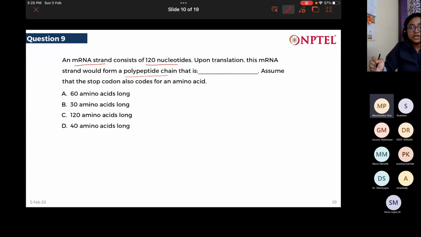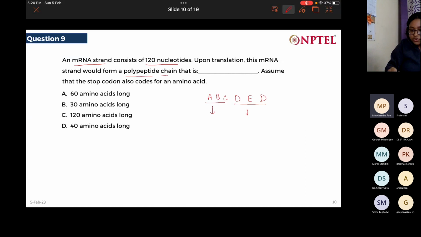So we are aware that if we divide the sequence of the mRNA into 3-letter words, we get one genetic code, right? Genetic codon. So if this is a sequence of 120 nucleotides, A, B, C, we can divide it into 3-letter words sequentially, and each such codon codes for one amino acid.